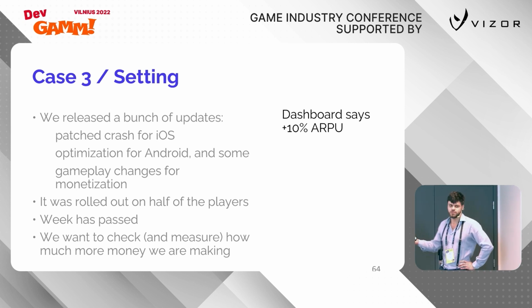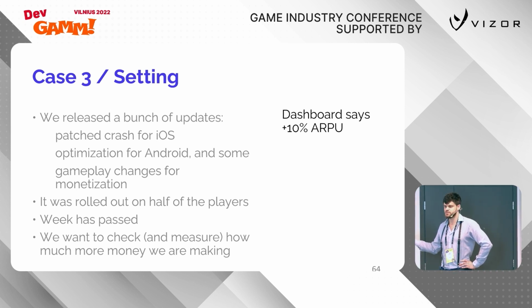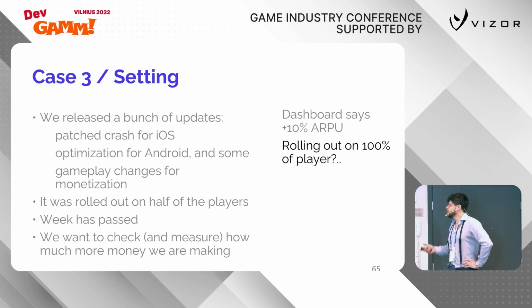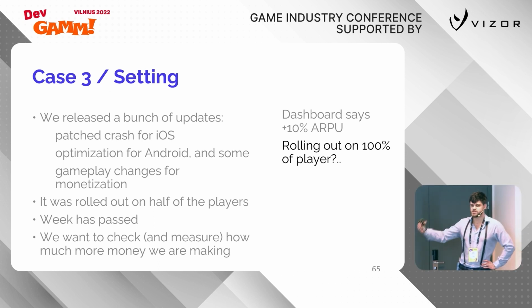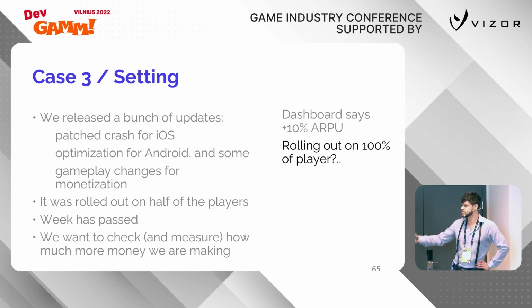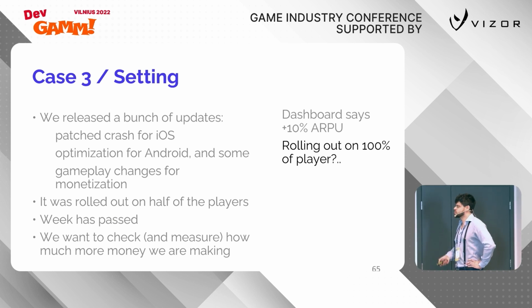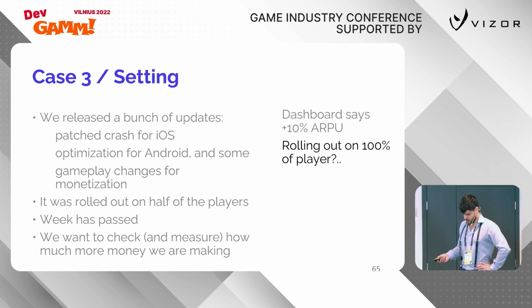Well, I think everyone has some sort of dashboard, and for example, it says plus 10% average revenue per user for the group which had our update. A question: should we roll out this update on 100% of the players? No.